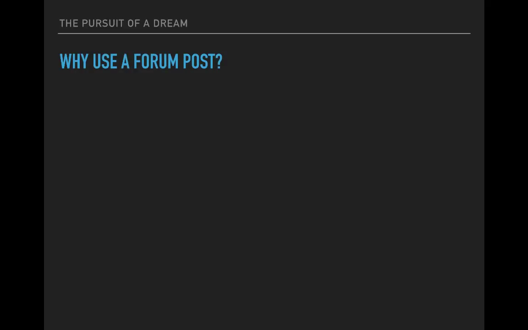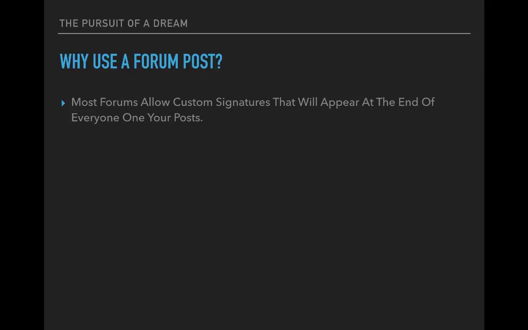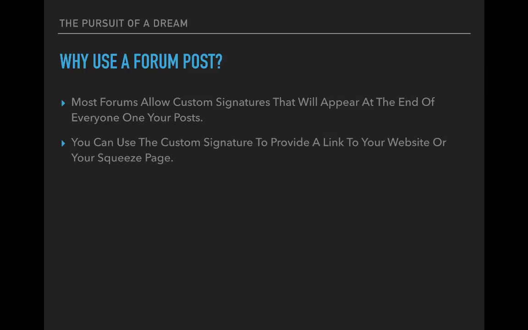So now that we know what a forum post is, why would we use forum posts to build our email list? Well, the idea is that most forums allow custom signatures that will appear at the end of every one of your posts. You can use your custom signature to provide a link back to your website or your squeeze page. So let's say you're in the weight loss niche and you're on a forum, you answer someone's question with a lot of detail, trying to help them with something to do with weight loss, and then when they read your response, at the end of your post is a link to your ebook, How to Lose 10 Pounds in 10 Days. Well, it's very likely that they might be interested in that, and thus it's an easy way for you to get your lead magnet in front of people and to get your squeeze page out there.